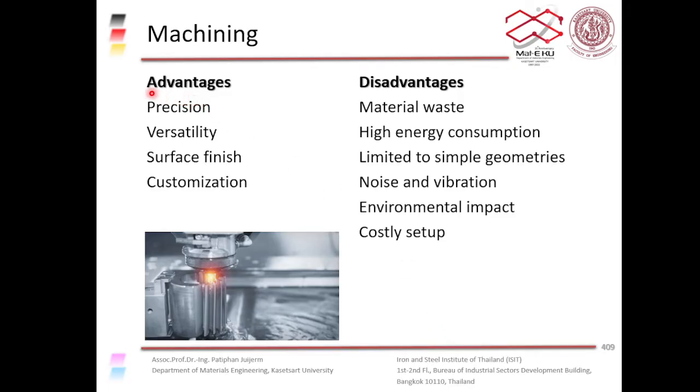The first advantage is the precision. Okay, so machining process can give you much better precision than say casting or any other manufacturing processes. You can control the precision and tolerance of your workpiece very closely. It is very versatile, right? So it's got a lot of versatility because the machining process can be used with a wide range of materials, including metals, plastics, ceramics, composites. So making it very very versatile.